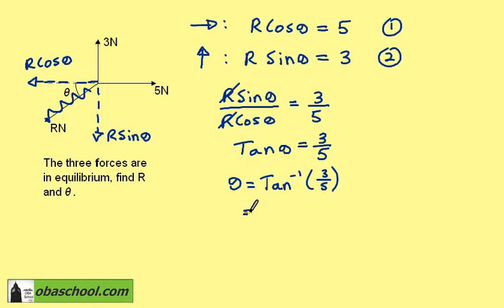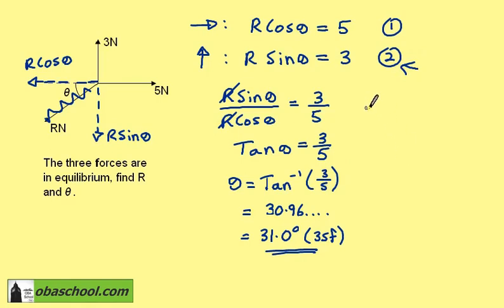and calculating, this gives us 30.96 and so on degrees, which is 31.0 degrees if we work to 3 significant figures. Use this value when calculating the R.